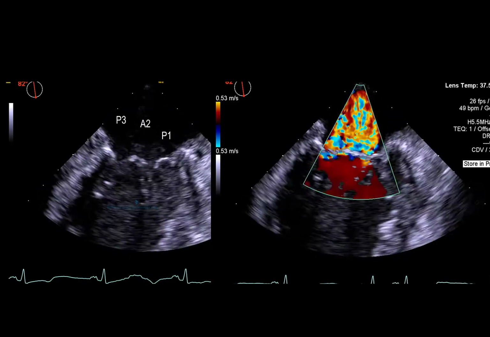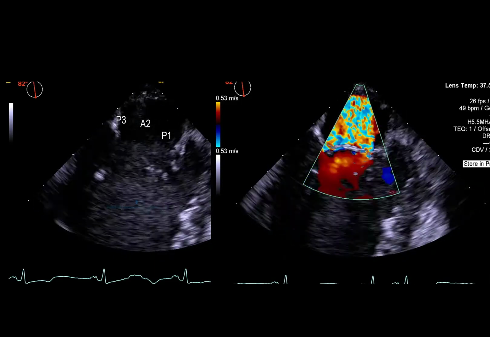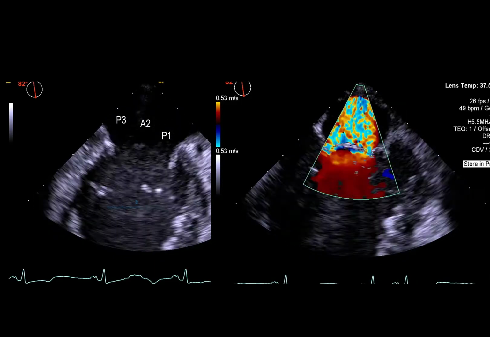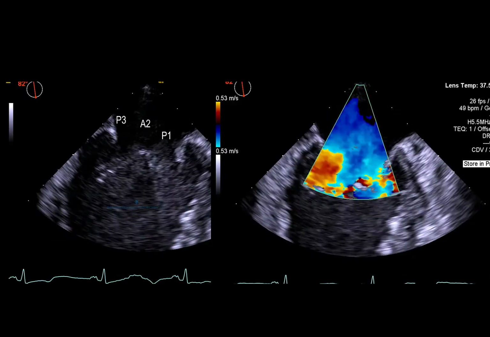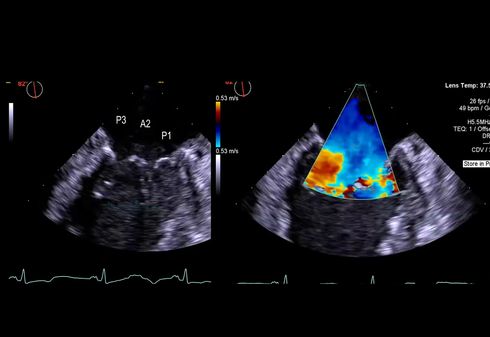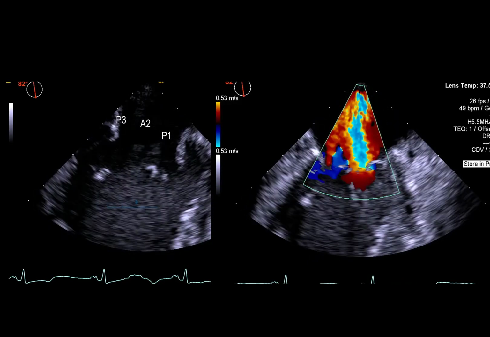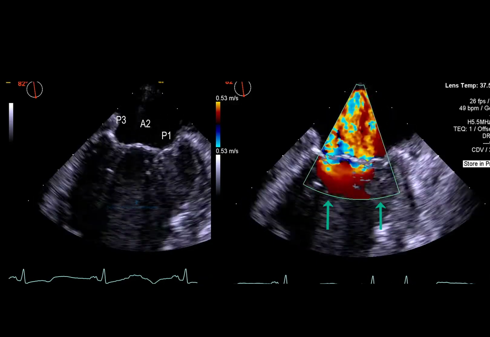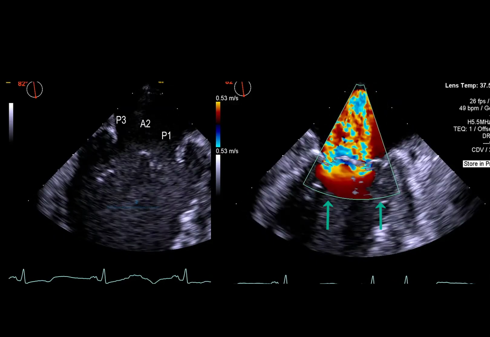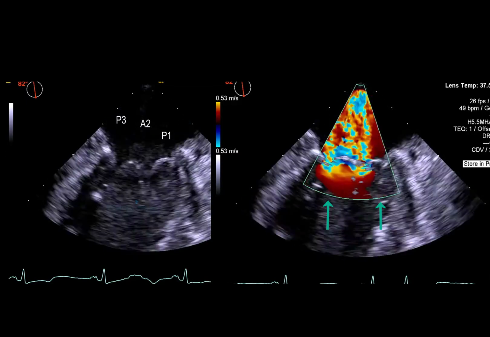Next, we looked at the transcommissural view, which demonstrates the P3, A2, P1 scallops of the mitral valve, along with the posteromedial and the anterolateral commissure, which demonstrated both commissures having significant mitral regurgitation, which is evidenced by two areas of flow convergence, which means the jet extended from the anterolateral commissure to the posteromedial commissure.